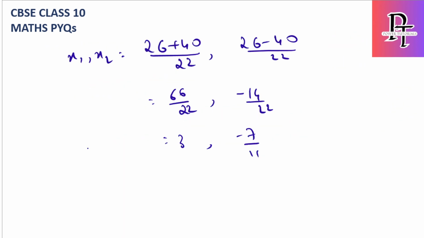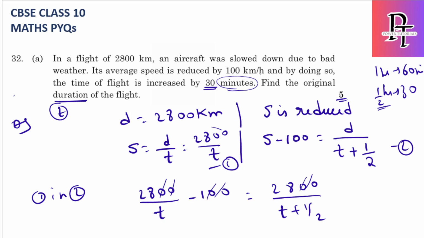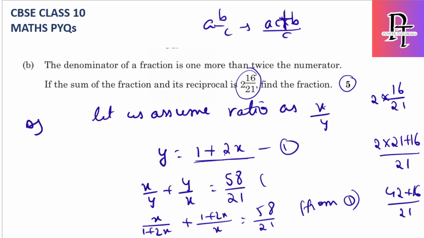Okay, so what is x here? x is the time, they are asking for the original duration. Yes, the original time. Sorry, we are asking about this one. So we got the x value, x is 3. We need to get the y value.